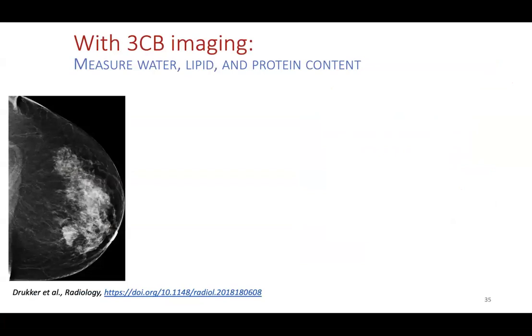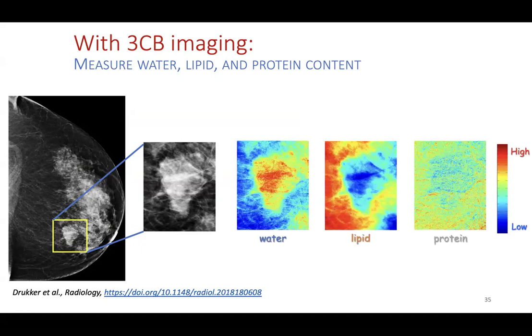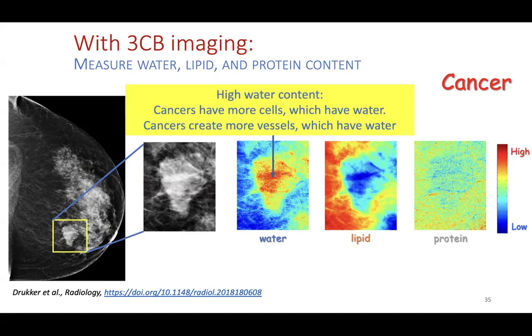Basically, here's the screening mammogram. And from this, there's the blow up of the tumor. If this was taken with the 3CB method, which is only a little bit more dose, we can then use calculations to pull out the water content, the lipid, and the protein. Here, red means higher content. So the water content is high on this tumor. Likelihood this is a cancer, because why does it have high water content? The cancers have more cells, which have more water, and the cancers create more vessels, which have water. And this is actually a cancer.